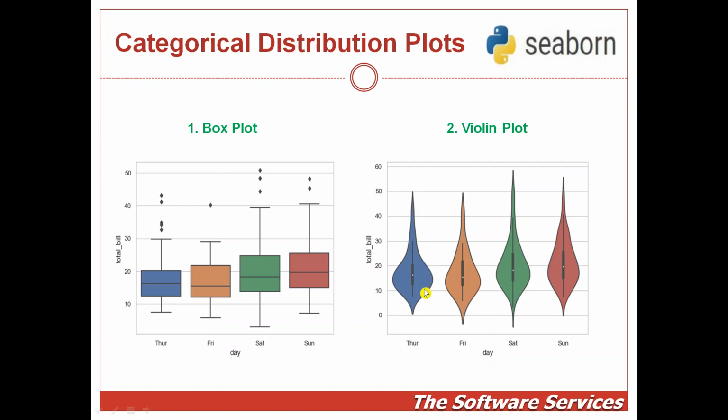Okay, so on both sides. Okay, when this curve is bulged, that means the data points are more here, and less in the range of above 30, 40 and 50, like that, friends. Okay, so here also Friday and Saturday and Sunday. So these are the data points and their corresponding graphs in the case of violin plot.